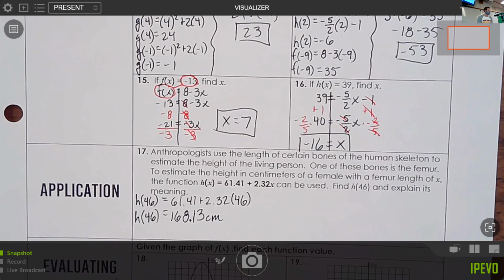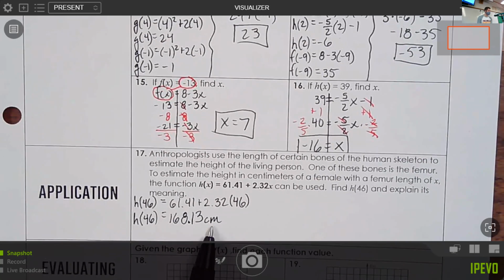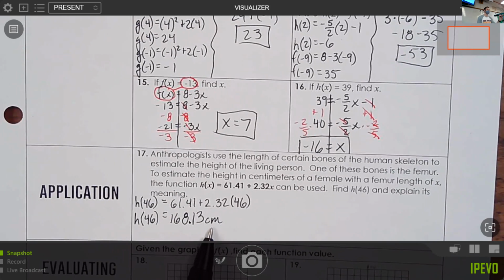So we figured out the total height. Okay, so that would be here, right? So the height of the person was about 168.13 centimeters. Okay. How was that calculated, though? What information were we provided with that allowed us to figure out the total height?